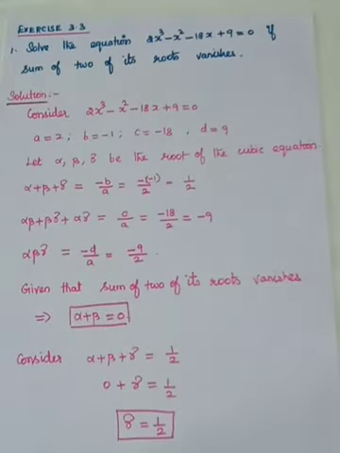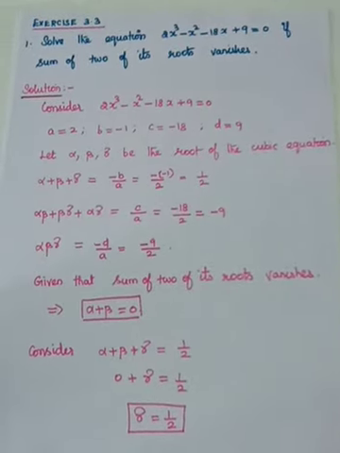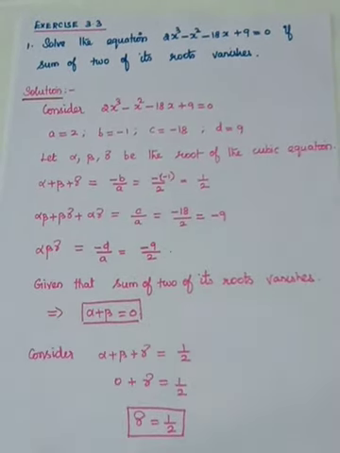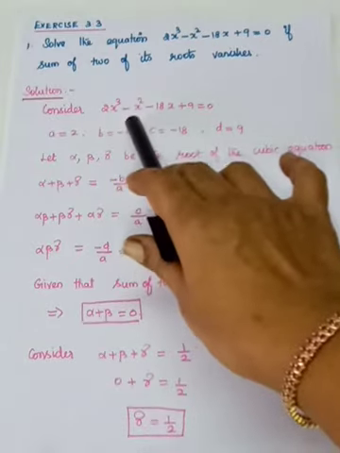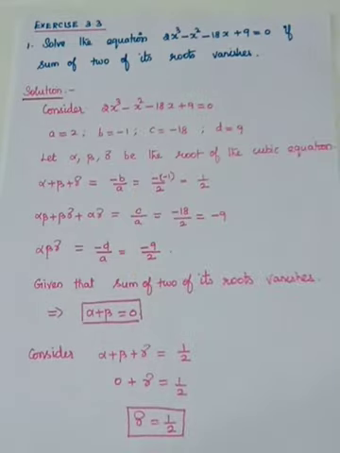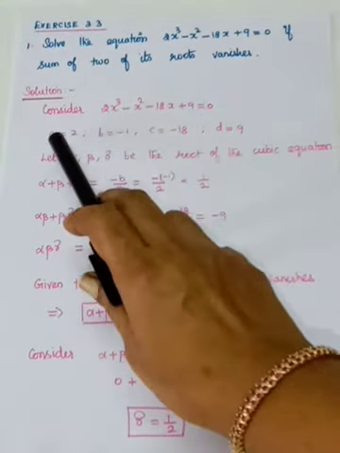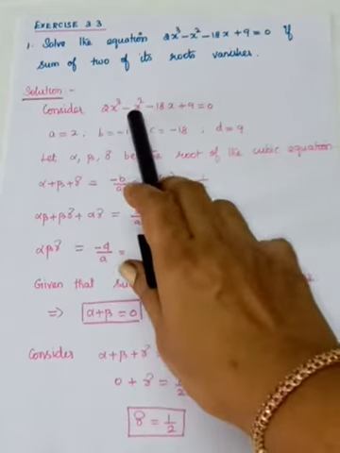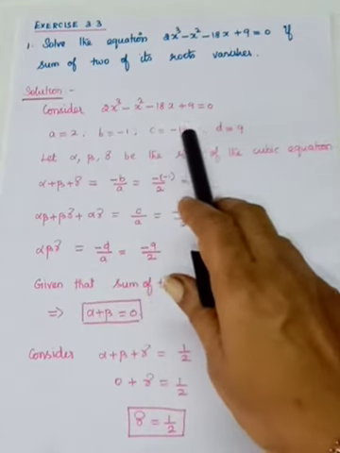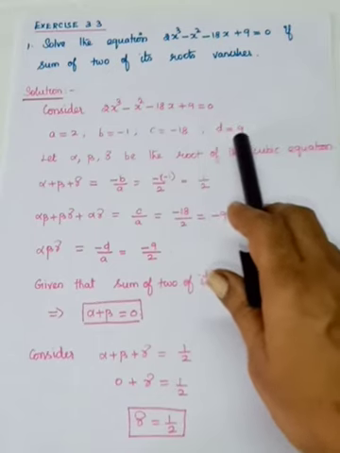Okay. So we'll come to exercise 3.3. Solve the equation if sum of 2 of its roots vanishes. Sum of 2 of its roots vanishes. So first you consider the equation. It's a cubic equation because you will have x cube. So the coefficient of x cube is a. A is equal to 2 and b is equal to minus 1, c is equal to minus 18 and d is equal to 9. Okay.